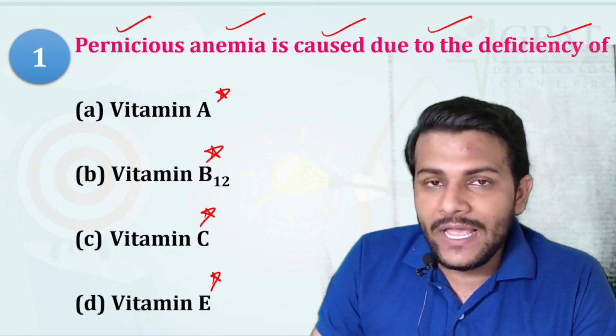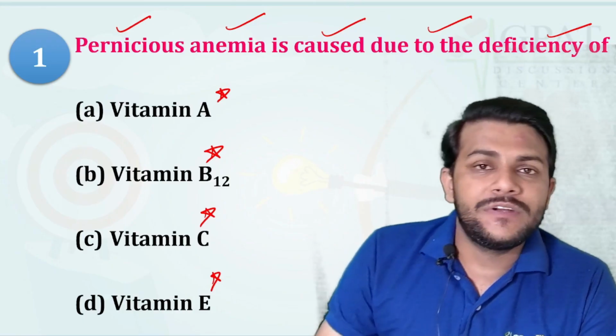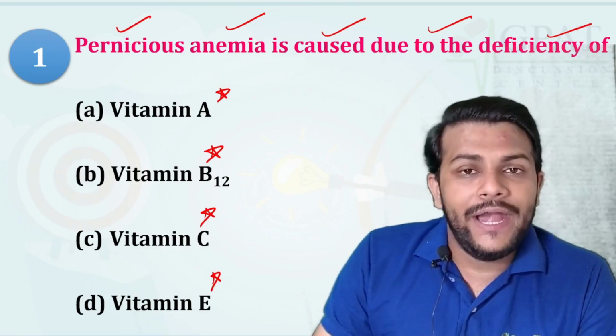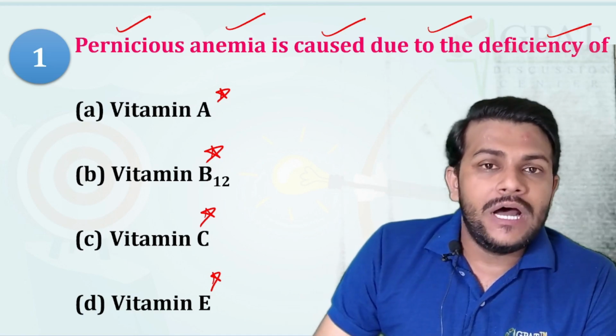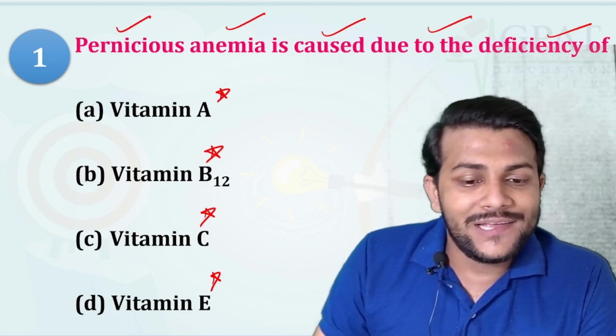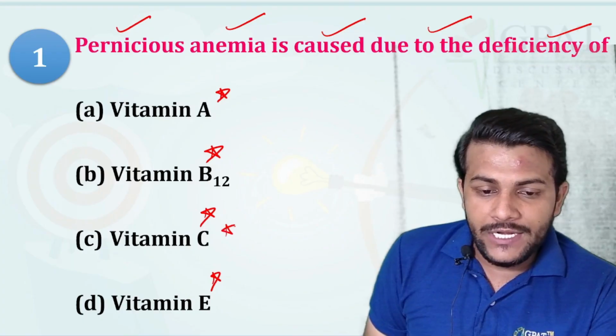Cyanocobalamin, that is vitamin B12, iron and folic acid. Vitamin B12 is required for the absorption of iron. There is also a requirement of ascorbic acid, that is vitamin C. That is the important point.